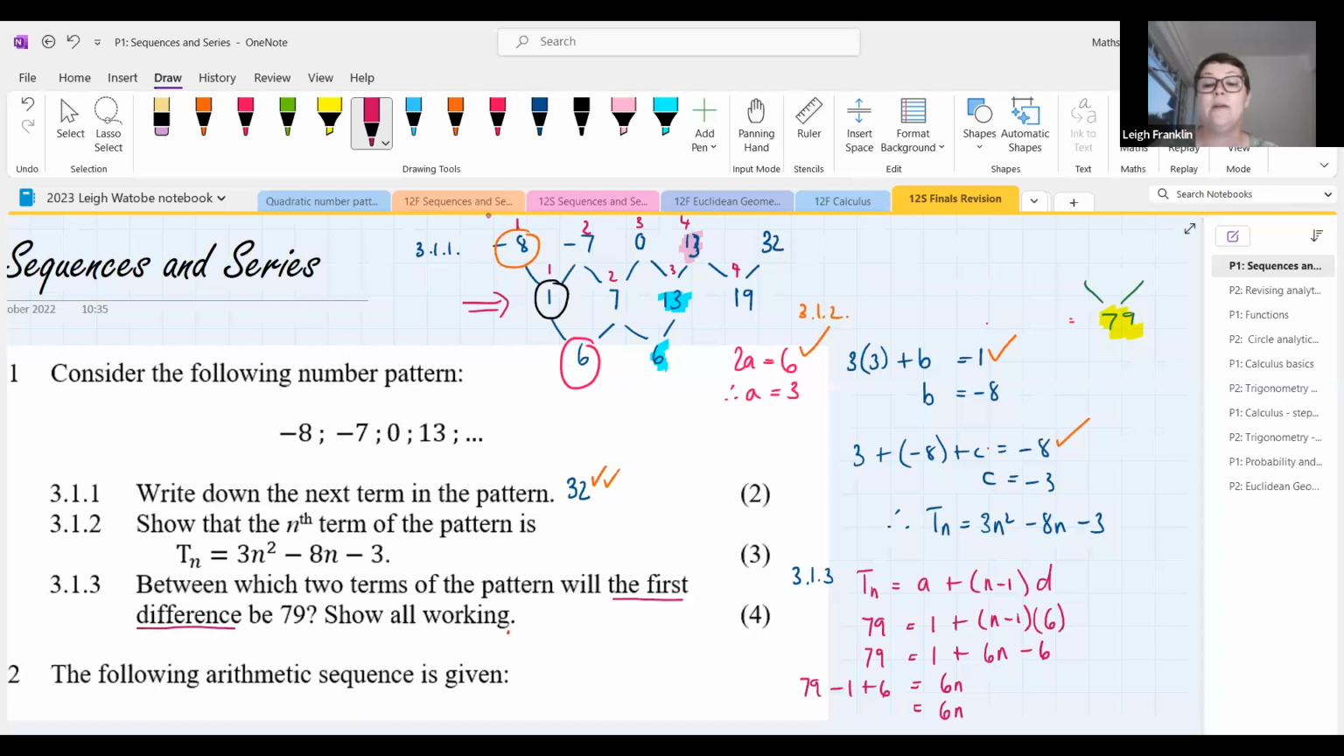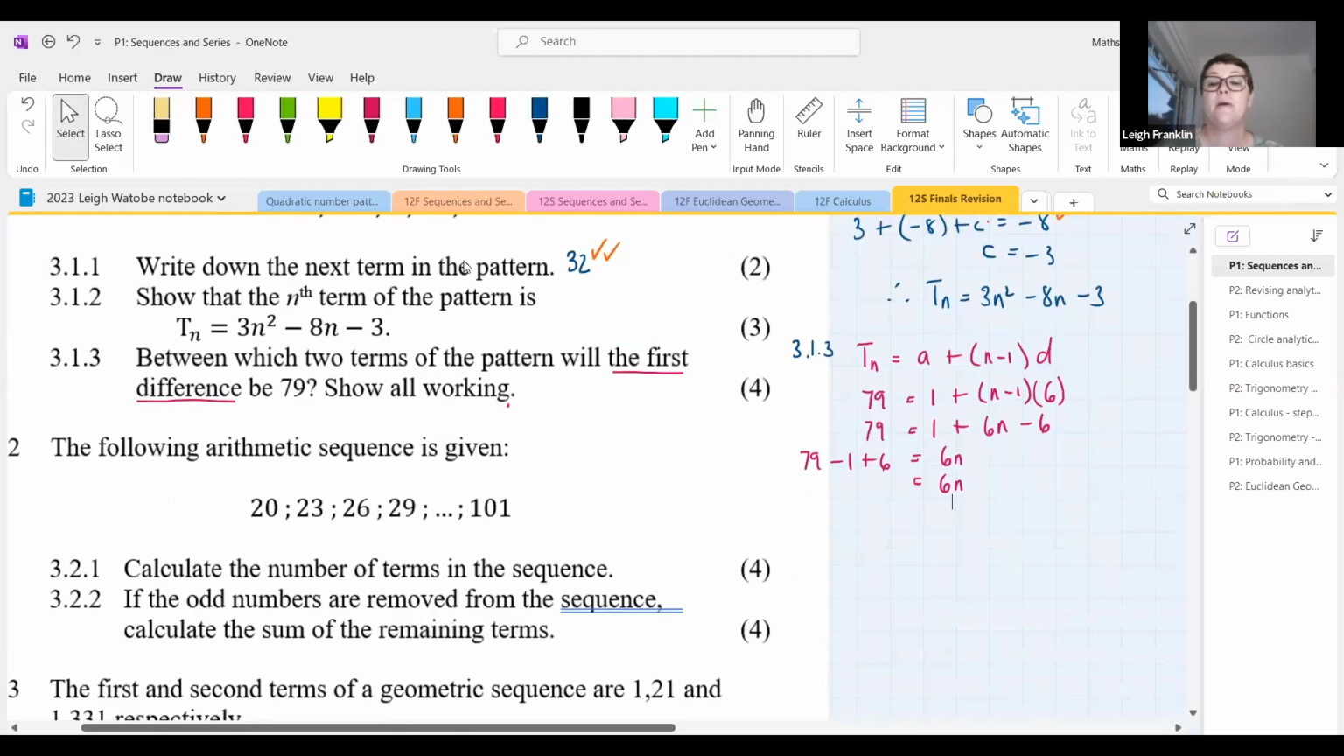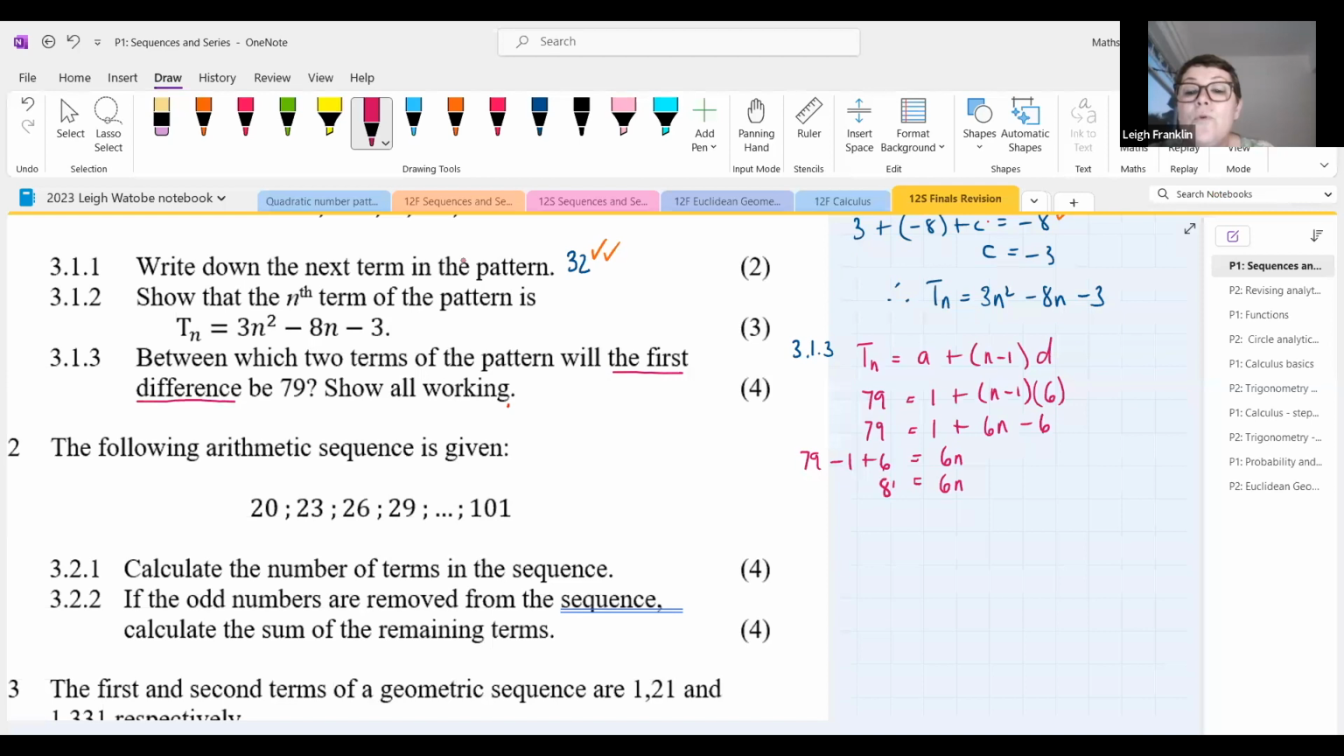Let's just go down a little bit. And that would give us 78 plus 6, which would be 84. And when we divide 84 by 6, we'd end up with 14. Okay, so now between which two terms would it be?